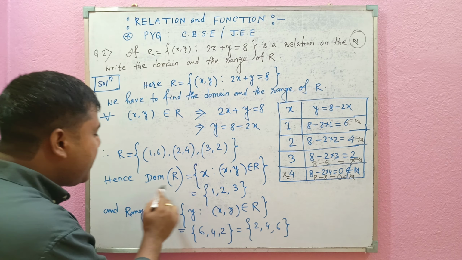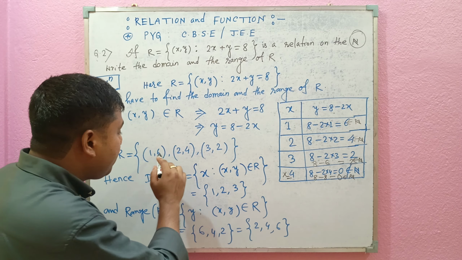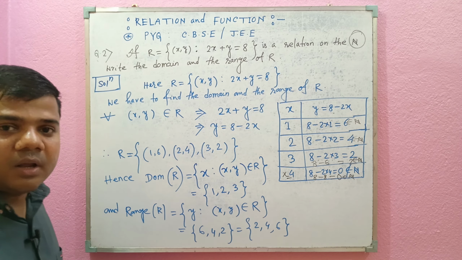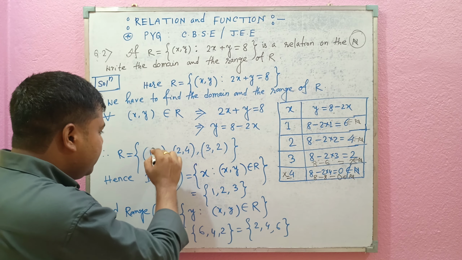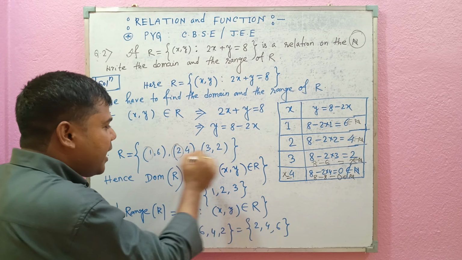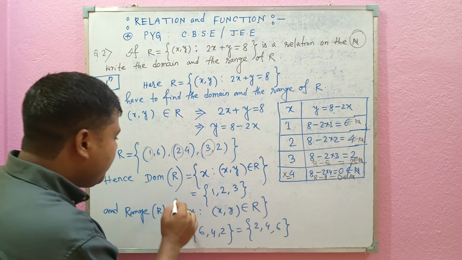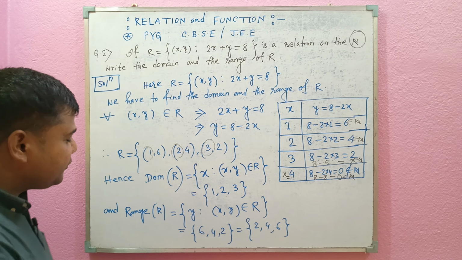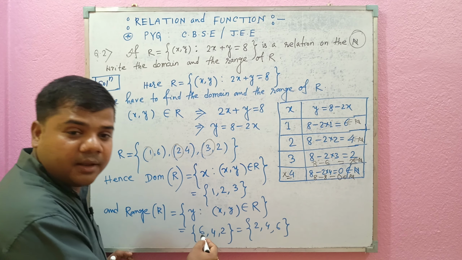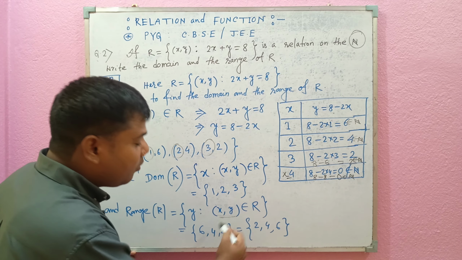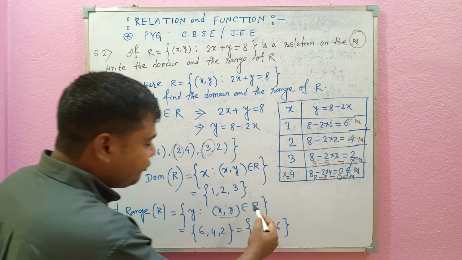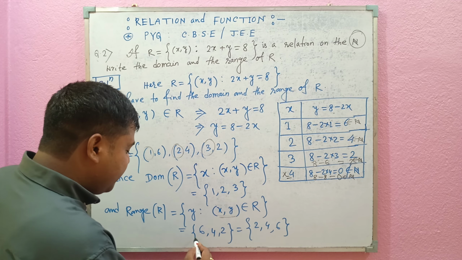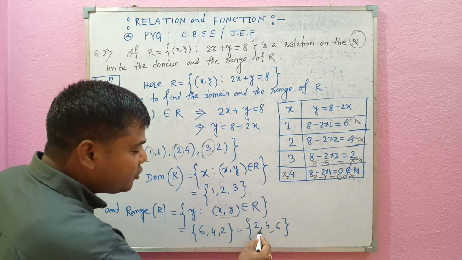Then the domain of R is equal to the set of all x such that (x, y) belongs to R. Here, the first elements are 1, 2 and 3. So, the domain of R is equal to {1, 2, 3}. And the range of R is equal to the set of all y such that (x, y) belongs to R. Then the range of R is equal to {6, 4, 2}, that is {2, 4, 6}.